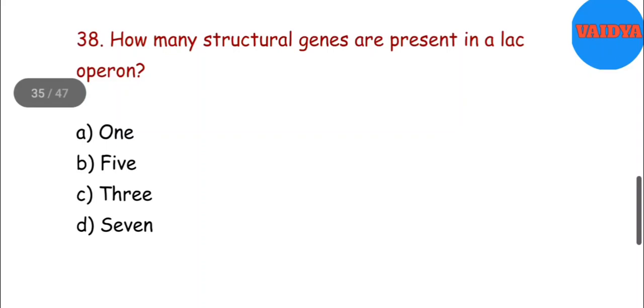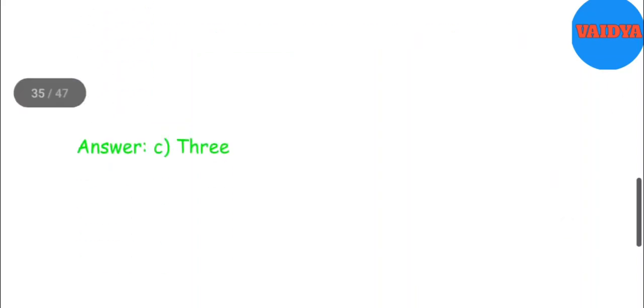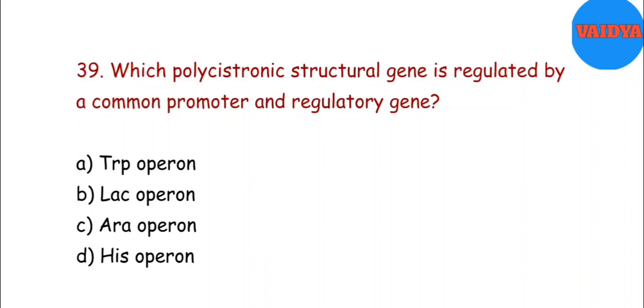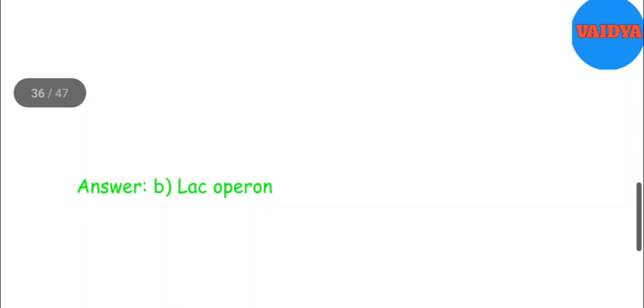38. How many structural genes are present in a lac operon? A. 1. B. 5. C. 3. D. 7. Answer. C. 3. 39. Which polycistronic structural gene is regulated by a common promoter and regulatory gene? A. TRP operon. B. Lac operon. C. ARA operon. D. His operon. Answer. B. Lac operon.